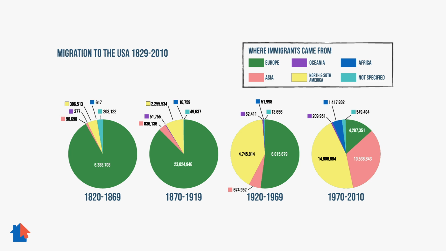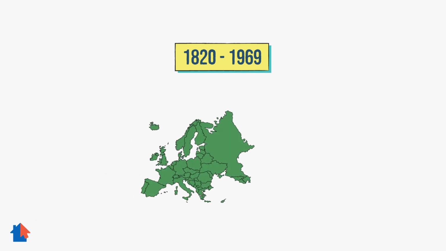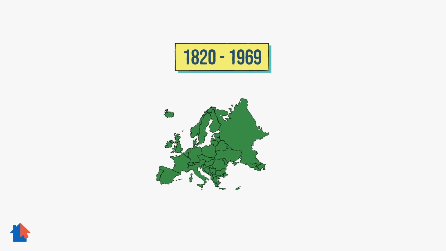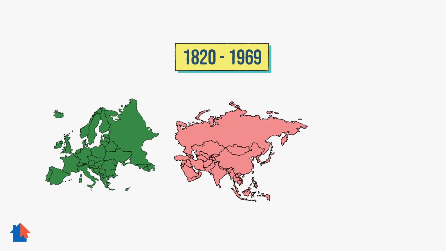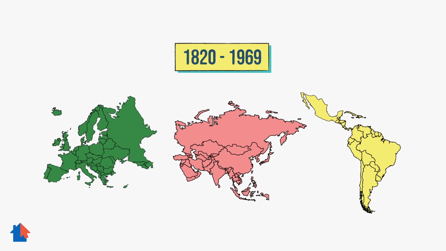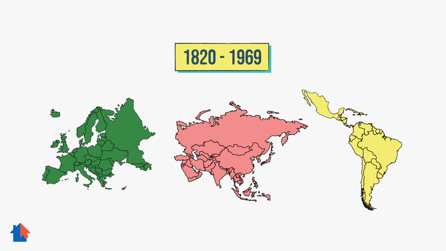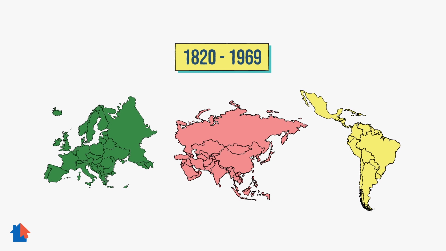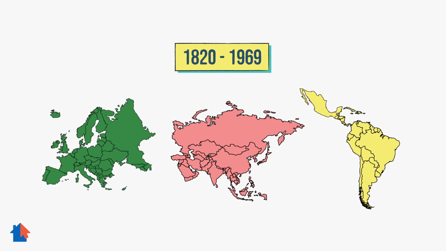Always read charts and diagrams carefully in your test so you know what they are and are not showing you. You can see in the diagram that, from 1820 to 1969, most migrants came from Europe. Now, more people come from Asia and other parts of the Americas. But immigrants mostly still come for the same reason, to seek better opportunities. Perhaps you came to the United States as an immigrant.